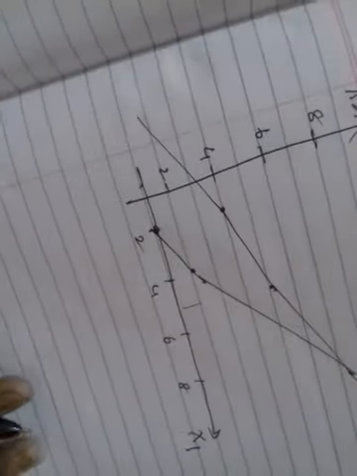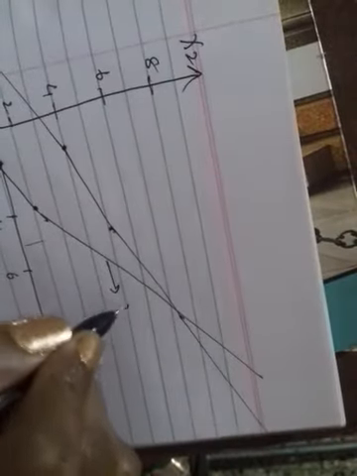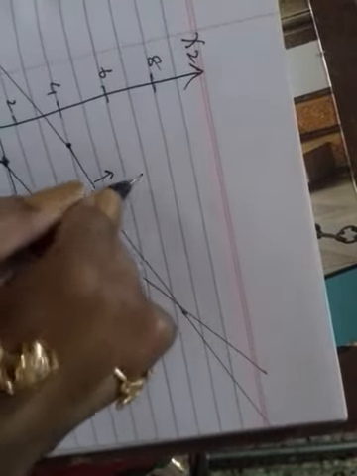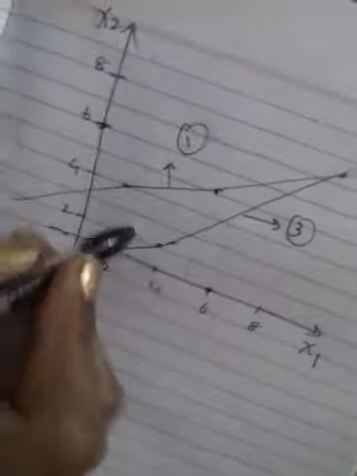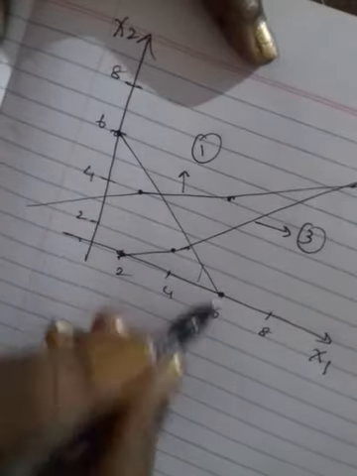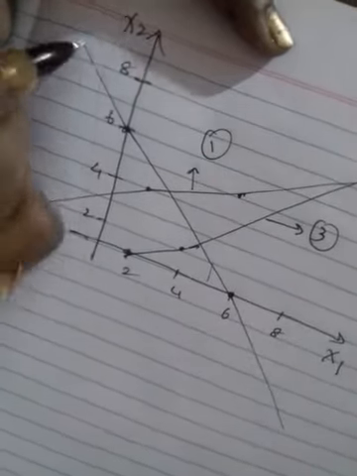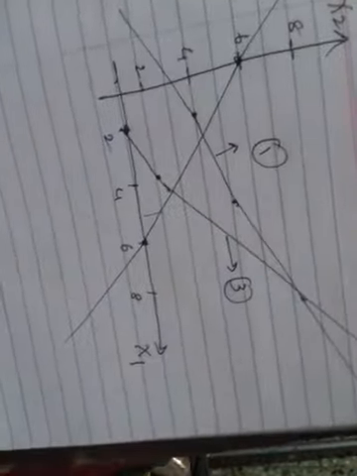Okay. And the third equation is, sorry, this is the third constraint and this is the first constraint, and the second constraint is 0 comma 6 and 6 comma 0. Okay, so draw lines like this. If you use graph sheet, you will get an exact straight line. Okay. Now check out this constraint.